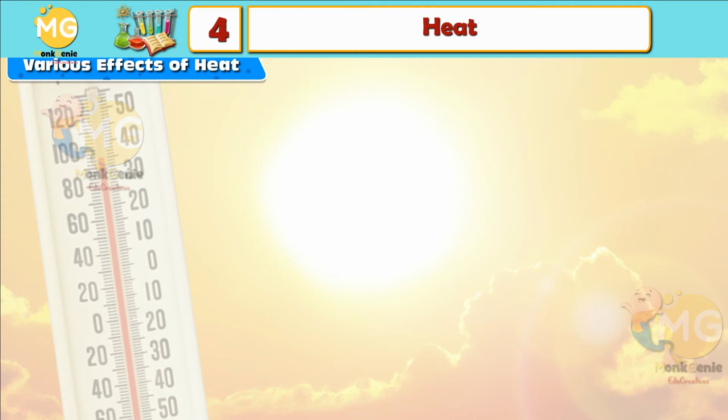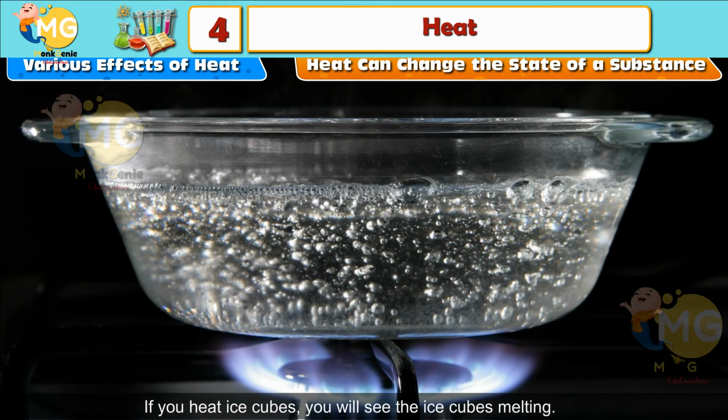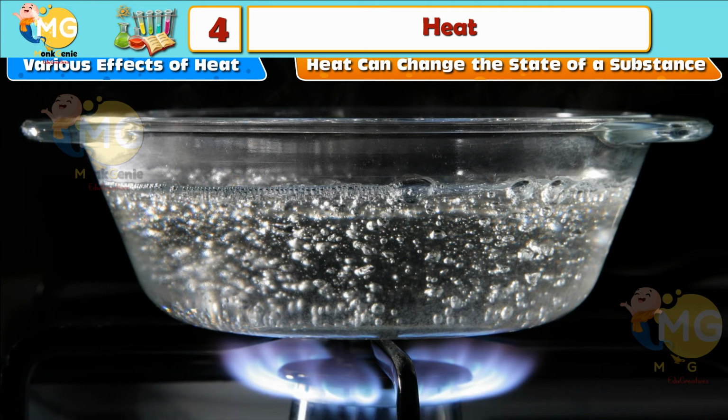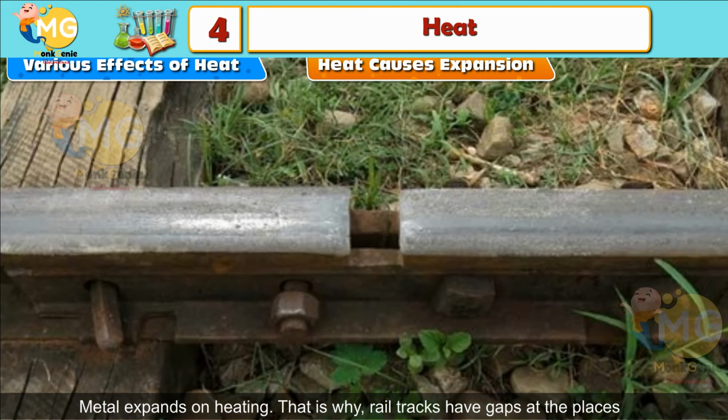Various effects of heat. Heat can change the state of a substance. If you heat ice cubes, you will see the ice cubes melting. Here, solid state is changing in liquid state. Heat causes expansion. Expansion in metals.